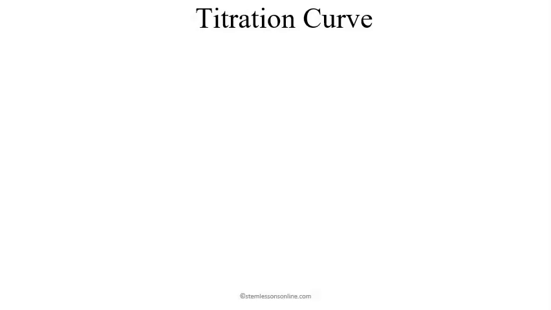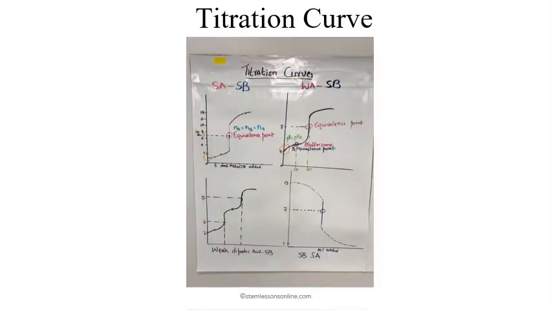So how are we going to read a titration curve? That's what we are going to explain. Now in the titration curve, as I have shown here, you can see 4 different titration curves, right? So which is which and what does it represent? How you can read it is very easy if you pay attention to some details here.